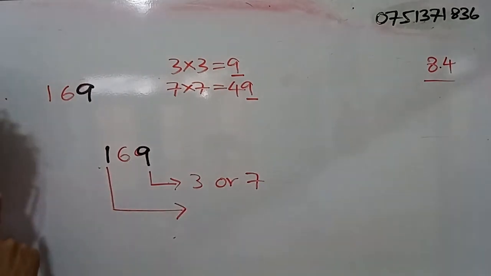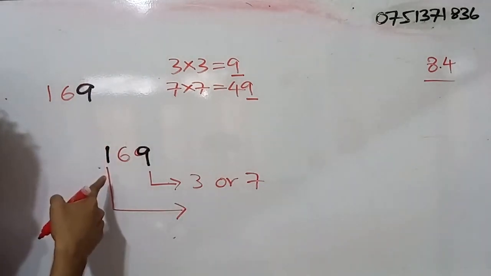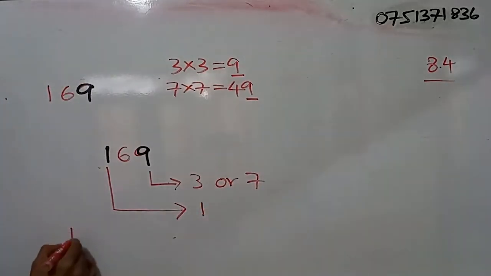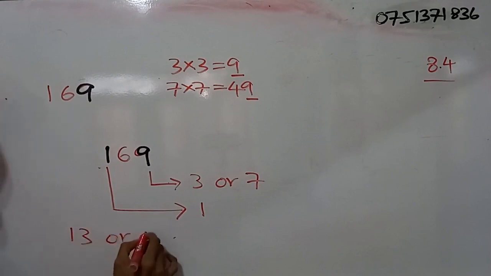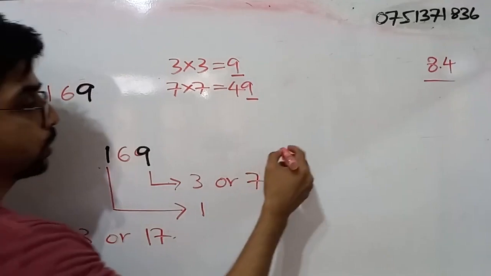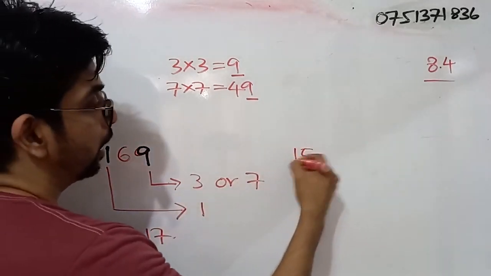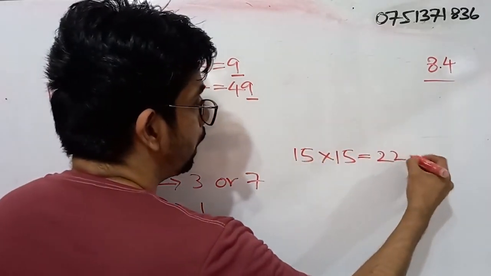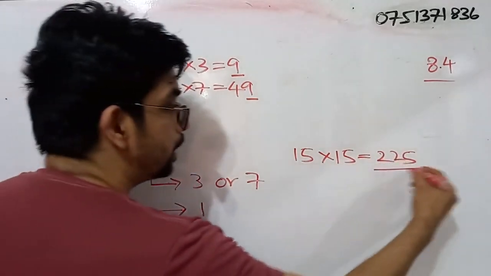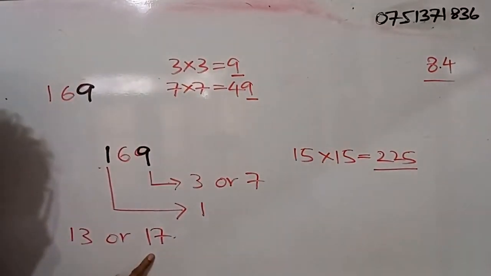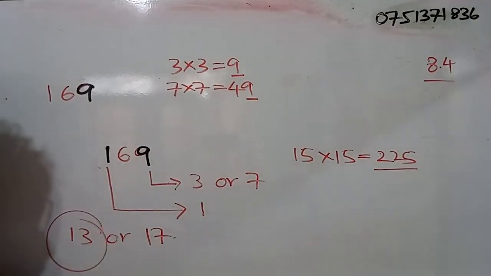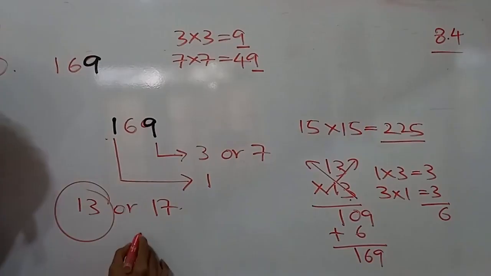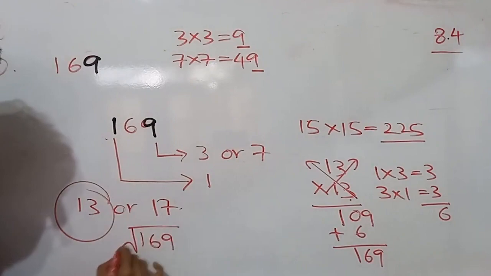Then we focus on this number. It is 1, no? So we have to think about the square root. The square root of 1 is what? 1. Then what can be the number? It can either be 13 or 17. So if we think about 15, and if we square 15, 15 into 15 we get 225. So 17 is not a possibility, and 13 can be our answer. So we will multiply 13 into 13.